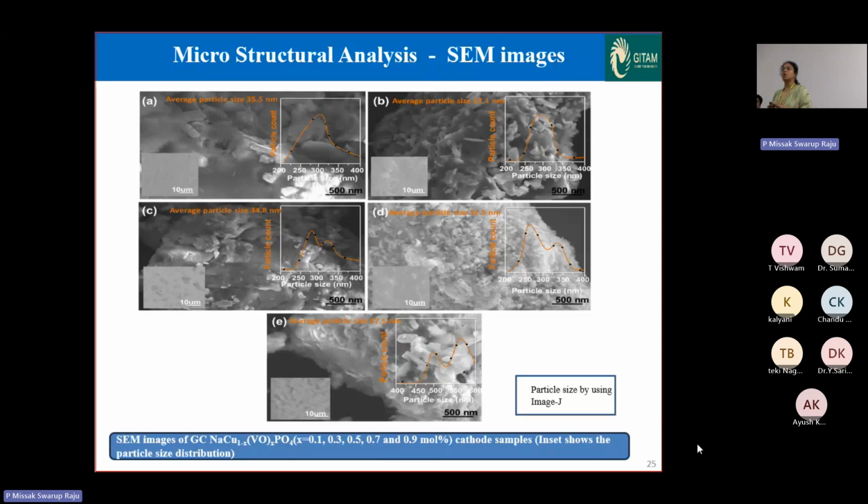Taking the x equal to 0.3 sample, these grains are also interconnected. By using ImageJ software, particle sizes up to 10 micrometers were calculated. Using this microstructure analysis, we can see which composition is inside the sample and what the morphology of the particles is.